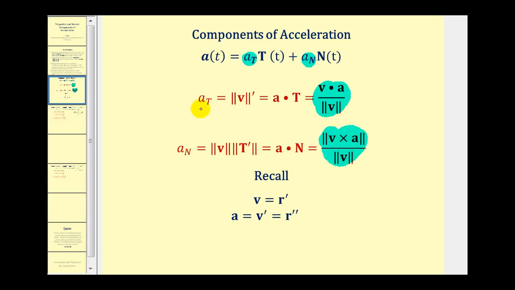Notice they both require us to find the velocity vector valued function as well as the acceleration vector valued function. For the tangential component, we'll dot them and then divide by the magnitude of v. For the normal component, we'll cross v and a, then find the magnitude and divide by the magnitude of v. Remember, to determine v, we need to find r prime, and to determine a, we need to find v prime or r double prime. Let's go and take a look at our examples.